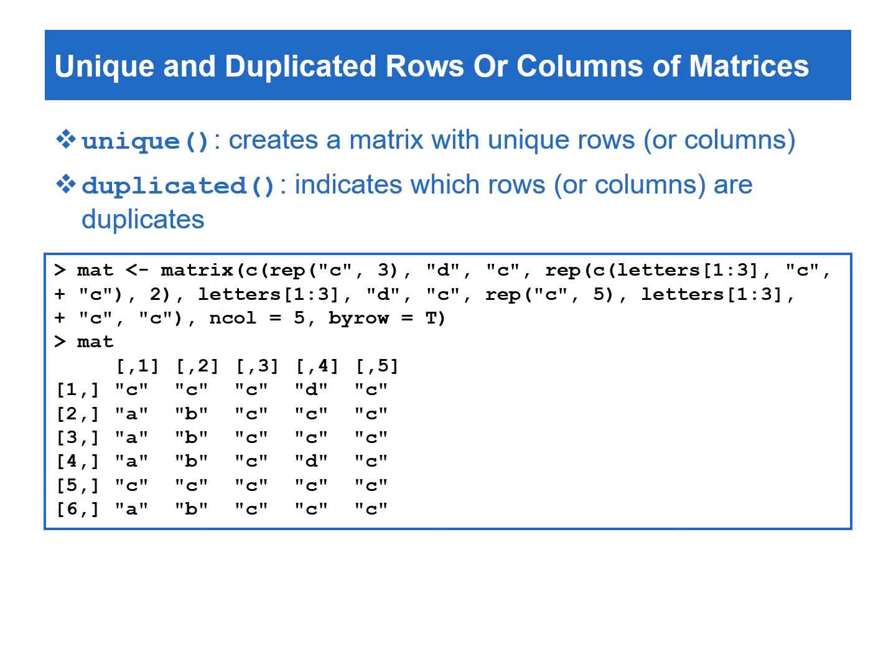Both unique and duplicated functions can be used for a matrix. The unique function creates a matrix, with unique rows or columns. The duplicated function generates a logical vector, indicating which rows or columns are duplicates. We will use the map matrix, that contains both duplicated rows and columns, to illustrate some examples.